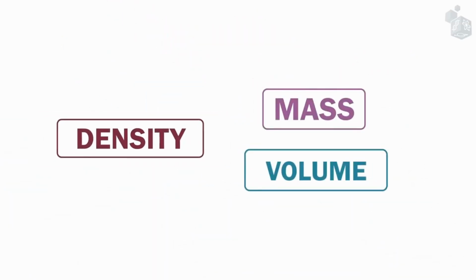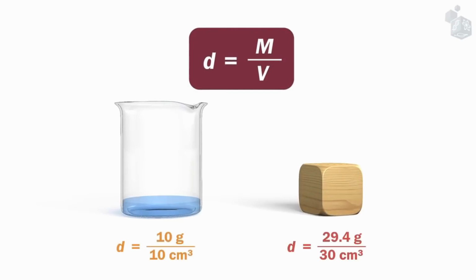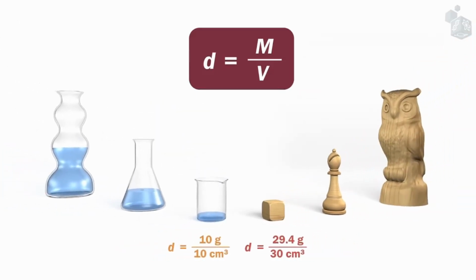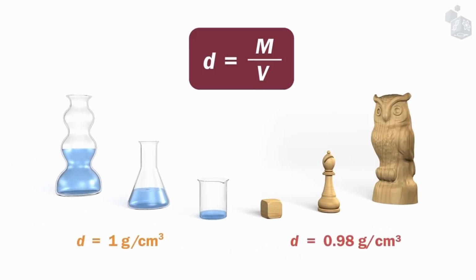On the other hand, density is the ratio between mass and volume. It is a property of materials, since each material has its own specific density. Therefore, different objects made of the same material always have the same density, regardless of their mass and volume.